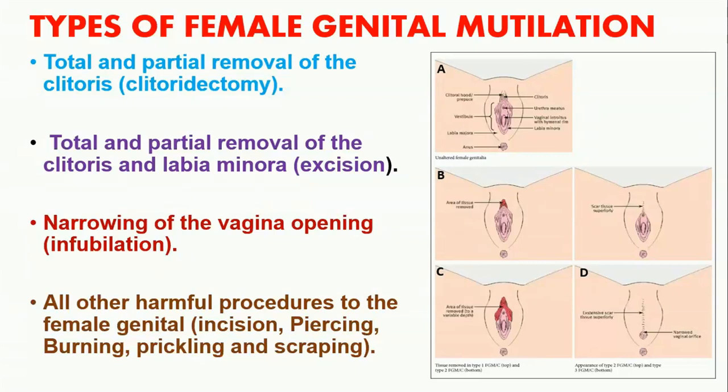The second type is total and partial removal of the clitoris and the labia minora, also known as excision. You see that in the part labeled C. Third one, narrowing of the vaginal opening or infibulation. You see that in the one labeled D. Now, all other harmful procedures to the female genitals, such as incision, piercing, burning, prickling, and scraping, are also type of female genital mutilation.